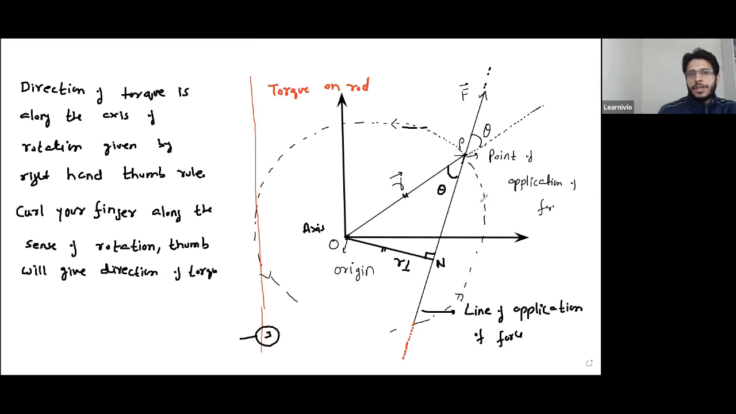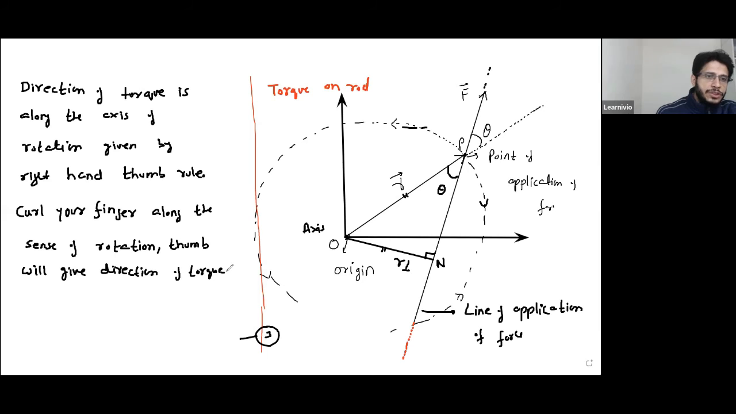Okay, if this body is rotating in clockwise sense, then what's the direction of torque? You apply right hand thumb rule. Into the screen. Good. If it is rotating clockwise, then your thumb is pointing inwards into the screen. That would be the direction of torque. Your torque would be inwards, not clockwise. Your torque would be inwards.